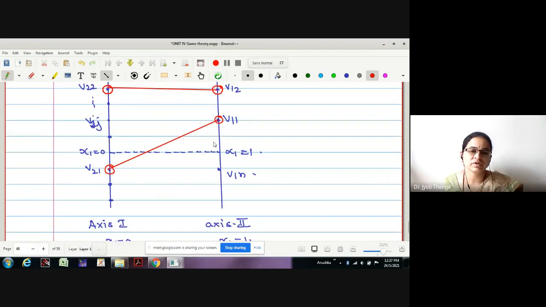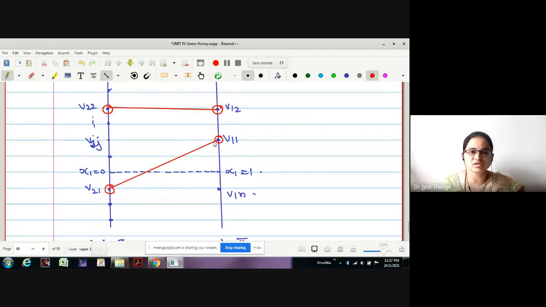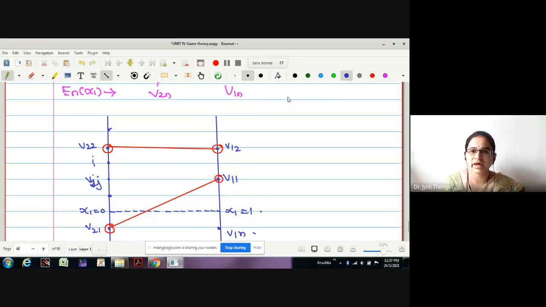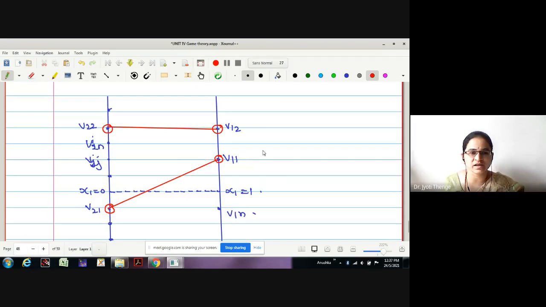Let me draw the nth one too. Let somewhere here be V2n. Now let me join the last one, V1n and V2n, by a straight line. Therefore these are the straight lines of expected gains.